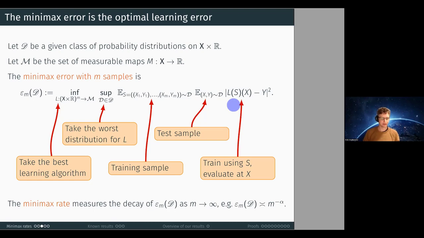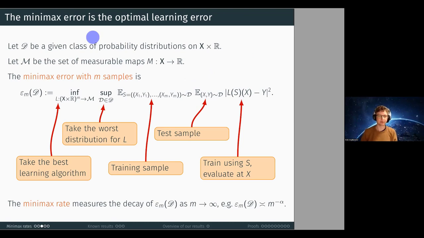Okay, and this is the minimax error, and the minimax rate then just asks how quickly does this minimax error go to zero as a function of m. What you could, for example, expect is to have some kind of polynomial decay like m to the minus alpha. Somehow the point of the talk is to figure out how this minimax error scales for a certain class of distributions related to classification.